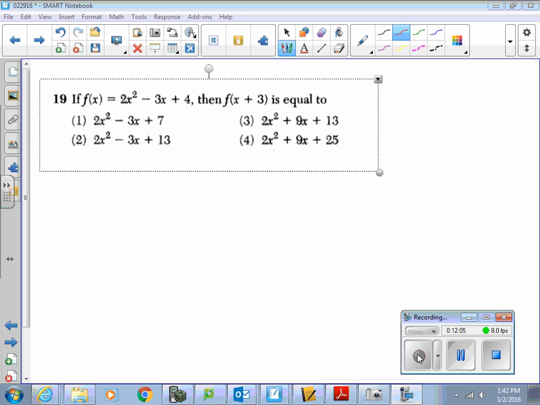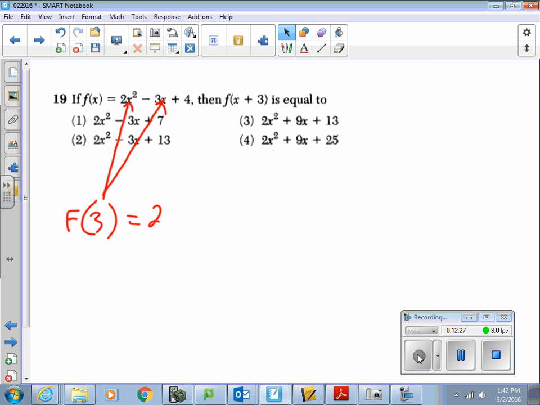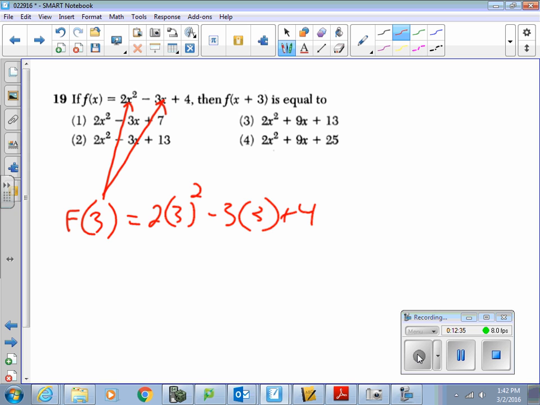All right, looking at this one, if f of x equals 2x squared minus 3x plus 4, then f of x plus 3 is equal to which one? Well, if it said f of 3 is equal, we would just take 3 and plug it in here, and we get 2 times 3 squared minus 3 times 3 plus 4. That'd be easy: 2 times 9, 18 minus 9 plus 4. But we have f of x plus 3, so it's the same concept.